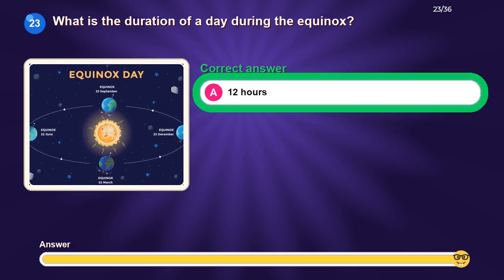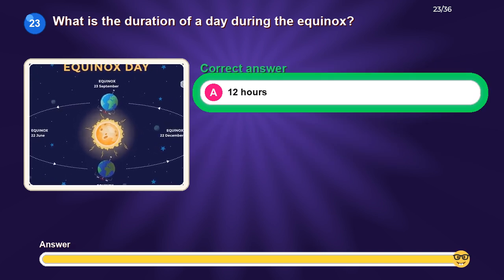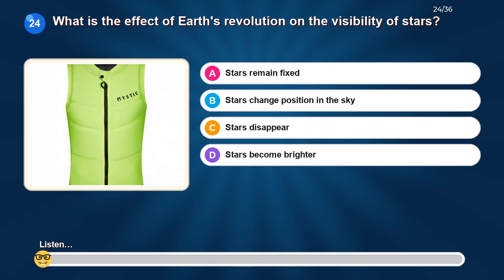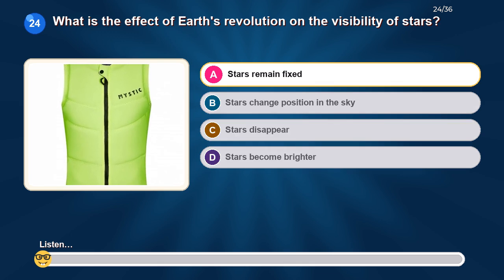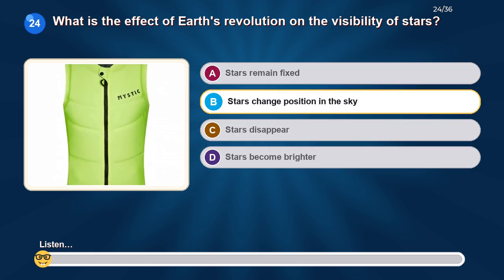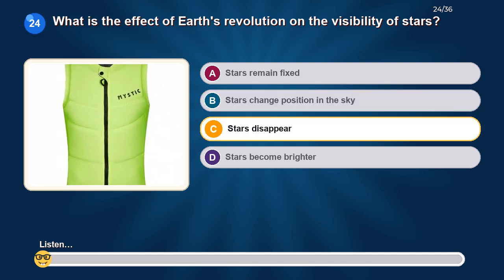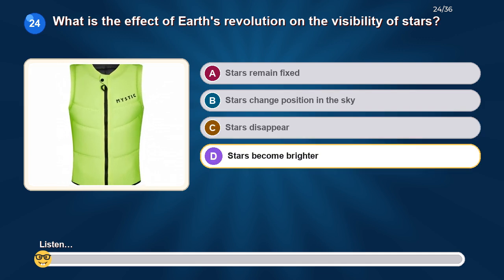The correct answer is 12 hours. What is the effect of Earth's revolution on the visibility of stars? Option A. Stars remain fixed. Option B. Stars change position in the sky. Option C. Stars disappear. Option D. Stars become brighter.